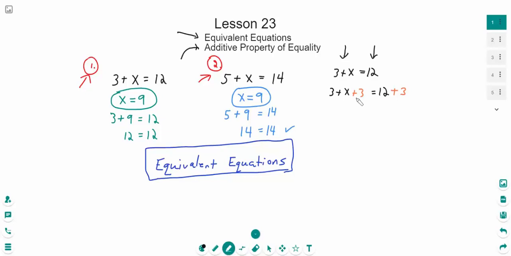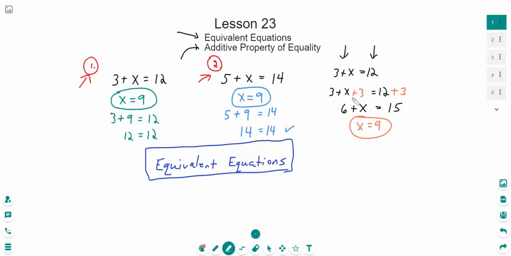So we have a 3 plus a 3. Well, that's actually a 6. So we have a 6, and then we still have our plus x. And then over here we have 12 plus 3. Well, that's 15, right? Now, if you think about this, what would x have to be in order for 6 plus x to equal 15? Hopefully, you recognize that it has to be, in fact, a 9 again.